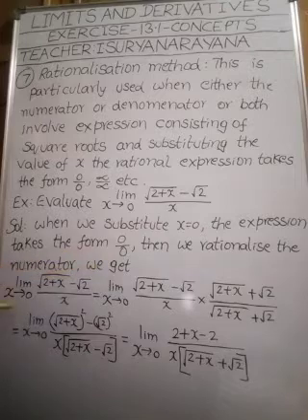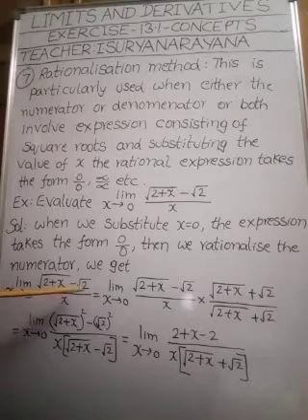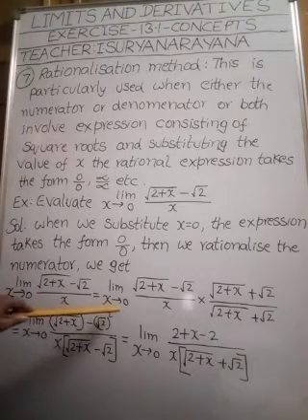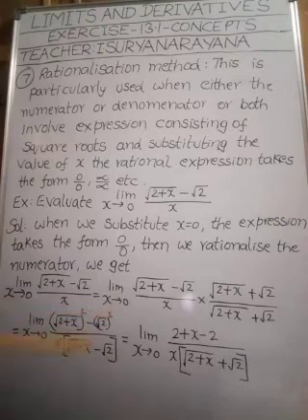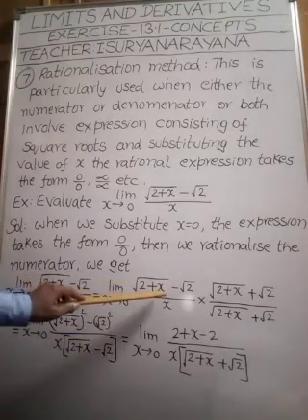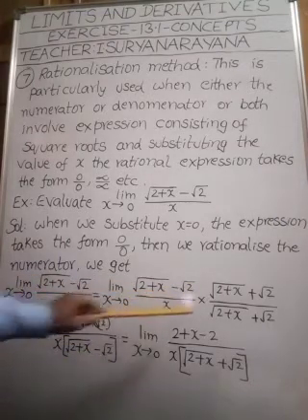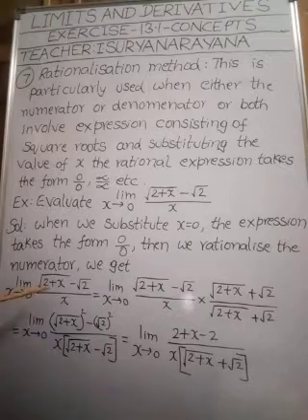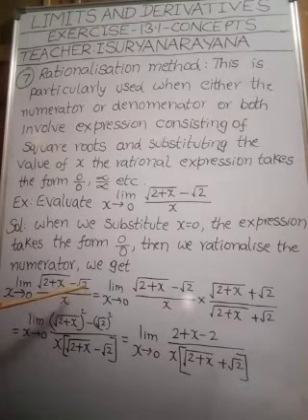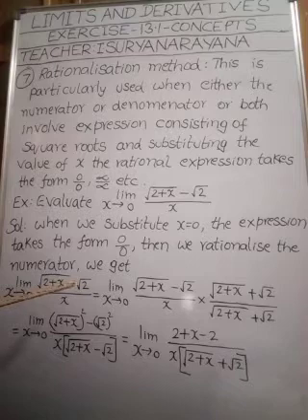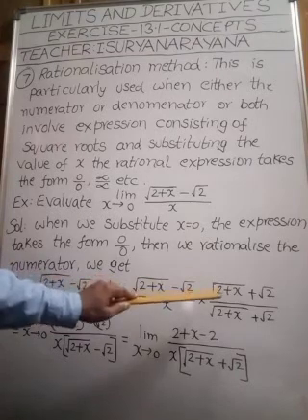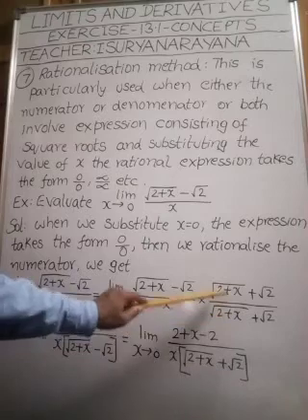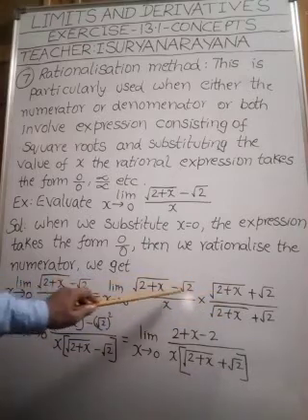We get, see here, as x tends to 0, the limit of (root of 2 plus x minus root 2) by x is equal to, as x tends to 0, the limit of (root 2 plus x minus root 2) by x into, what is the rationalizing factor? In the 9th class, we have studied the rationalizing factor. So if we have root a minus root b, then its rationalizing factor is root a plus root b. So we multiply the numerator and denominator by the rationalizing factor.